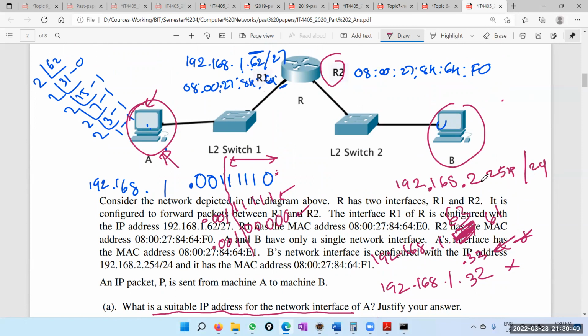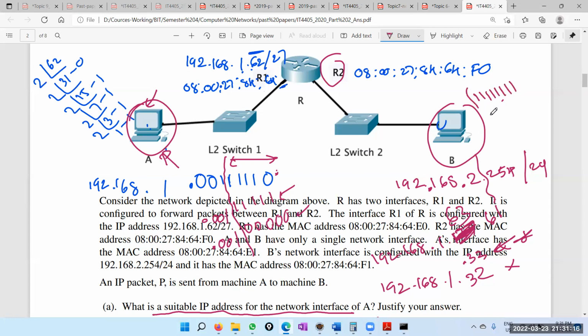192.168.2.254/24. So /24 means somewhere here, 8, 16, 24. And this one's IP address must be in the same subnet as this IP address. So that is the idea. So here again, you forget about the MAC addresses. So now what is 254? 254 is 1 less than 255, right? So 255 is all ones. 1, 2, 3, 4, 5, 6, 7, 8.